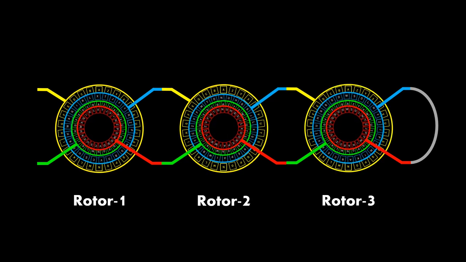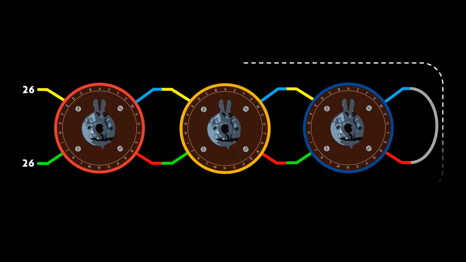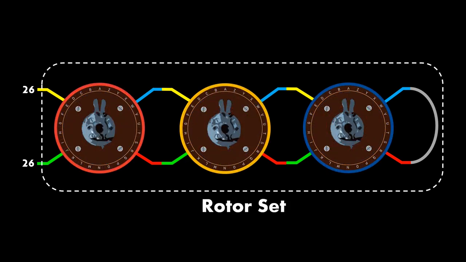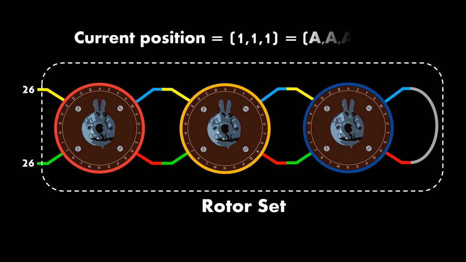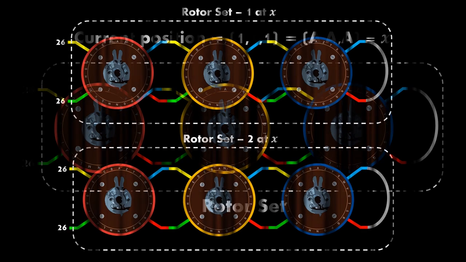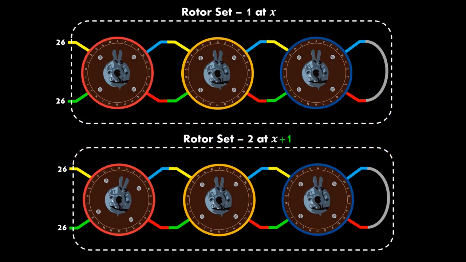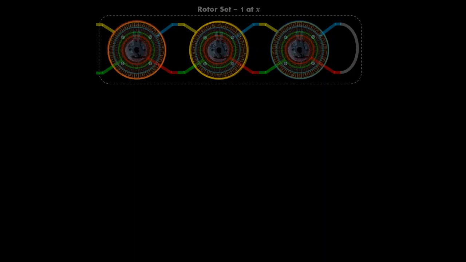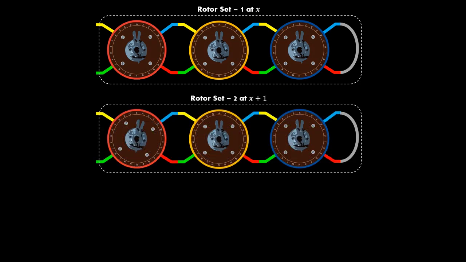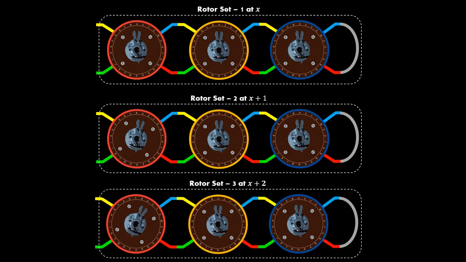The rotor sets can be at different rotor positions relative to each other. This is demonstrated here. We have one rotor set at position X. The second rotor set, when rotated by one step, is at rotor position X plus 1. Rotate by one more step, we reach X plus 2. Rotate by one more step, we reach X plus 3. Let us take three rotor sets at X, X plus 1, and X plus 2.